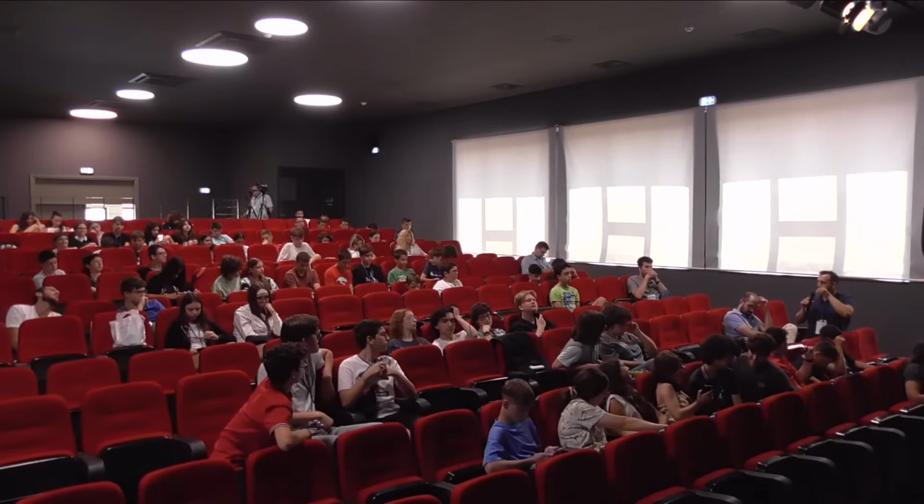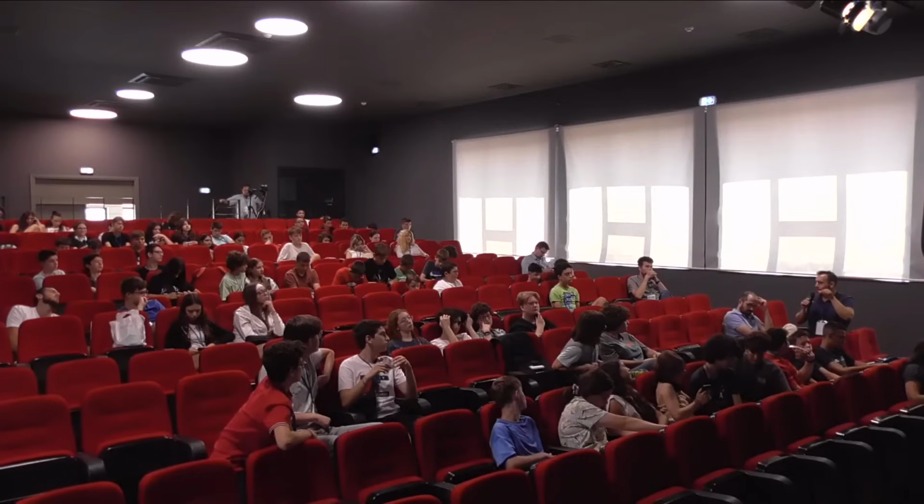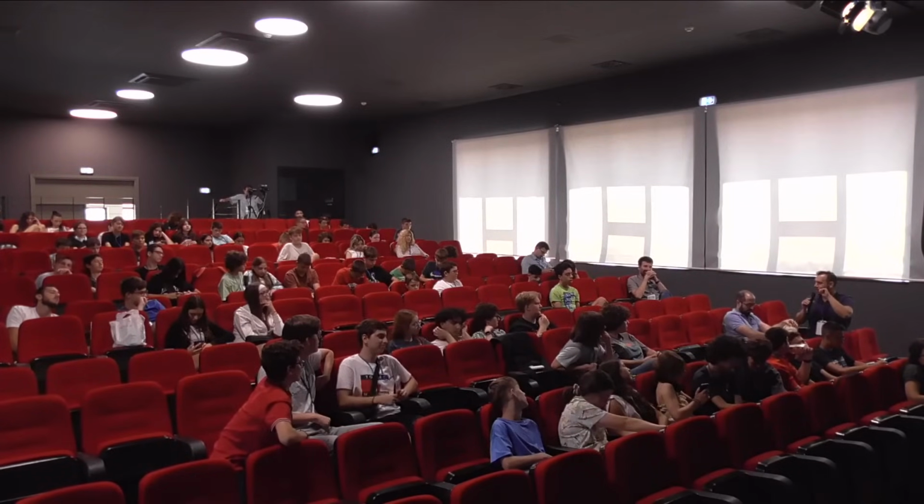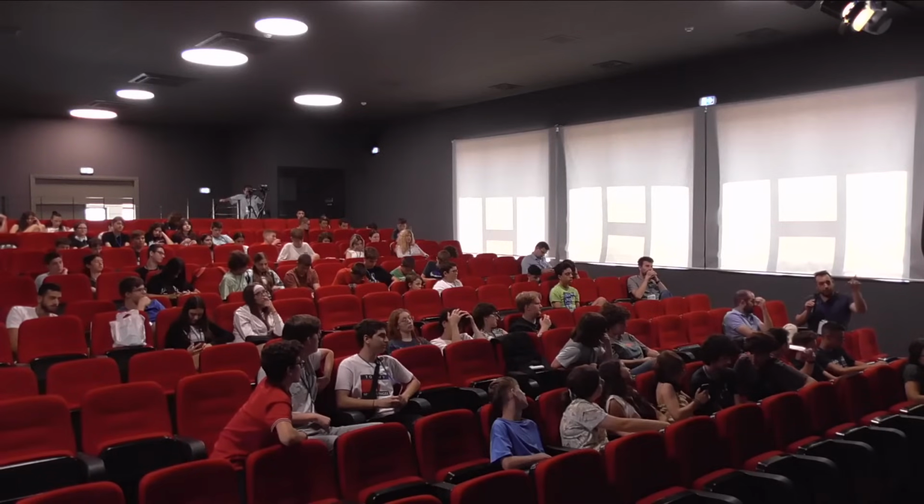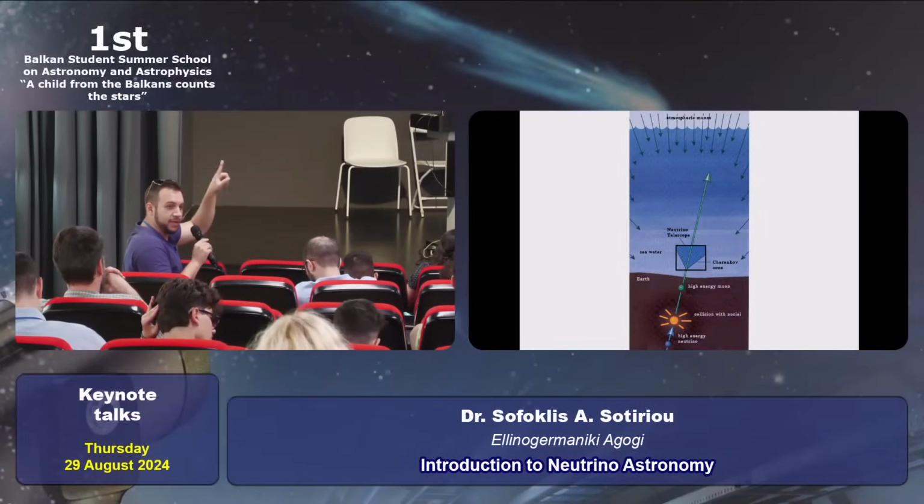Were we observing the sun during day or during night? No, both. During both day and night. So with neutrino telescopes, you can observe the sun 24/7.